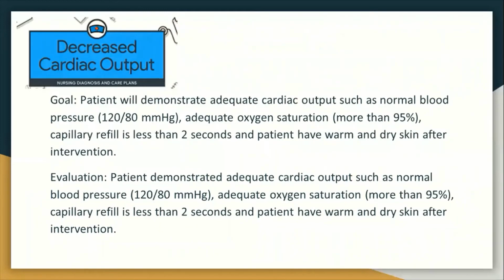The goal for this nursing diagnosis is the patient will demonstrate adequate cardiac output, such as normal blood pressure 120/80 mmHg, adequate oxygen saturation more than 95%, capillary refill less than 2 seconds, and warm and dry skin after intervention. The evaluation after intervention is that the patient demonstrated adequate cardiac output, such as normal blood pressure 120/80 mmHg, adequate oxygen saturation more than 95%, capillary refill less than 2 seconds, and warm and dry skin after intervention.